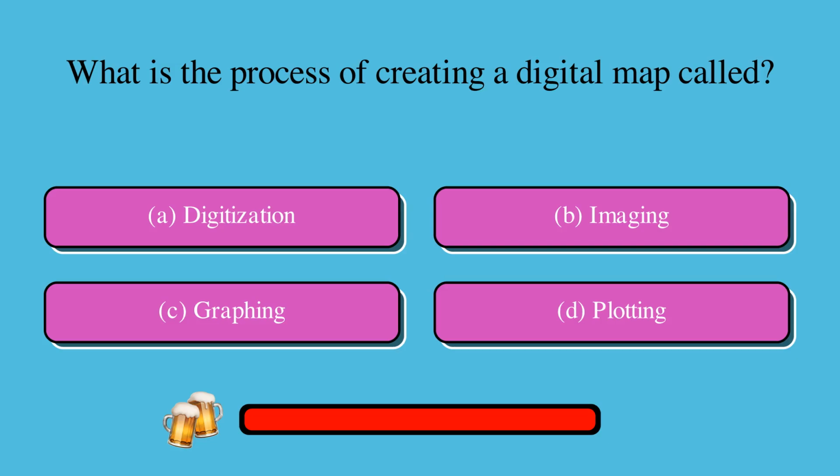What is the process of creating a digital map called? Is it A, digitization, B, imaging, C, graphing, or D, plotting? The correct answer is A, digitization.